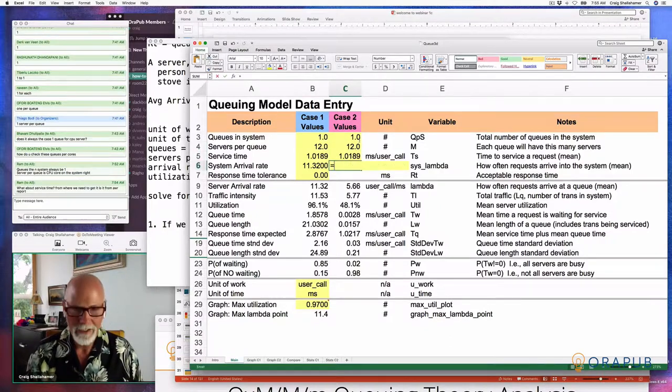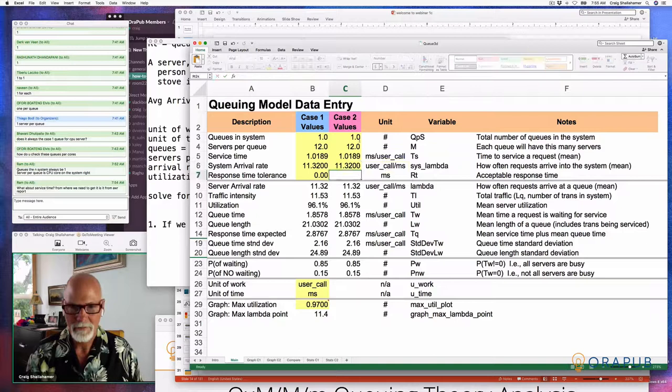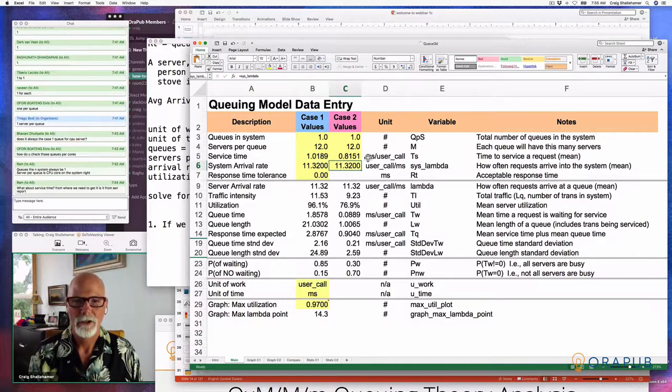Okay. I'm going to set the arrival rates the same. All this same, but we have faster cores. So we are now going to have a faster service time. And it's 20% faster, so I'm going to multiply it by 0.8. And so with that 20% faster CPU core, with everything else remaining the same, my utilization drops from 96% to about 77%. And look at the queue time.